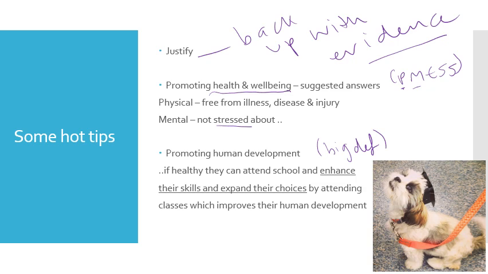With your human development definition, it's a really big definition. I think the very best one for this area of study is enhancing their skills and expanding their choices, because you can link it to school, and I love school. So if someone is healthy, they can attend school and enhance their skills and expand their choices by attending classes, and that improves their human development. That is probably the all-time easiest one to do for that.